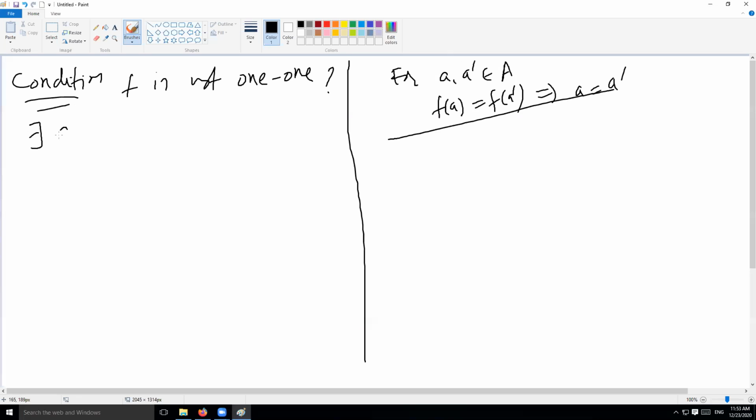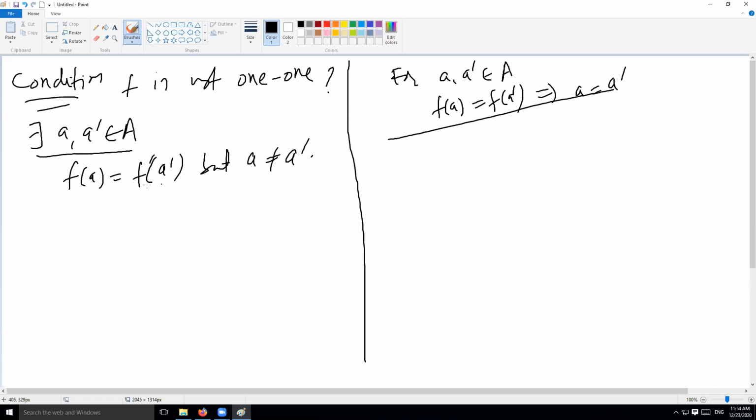So are there some a and a prime in A? Can you find some a and a prime in A such that f of a is equal to f of a prime, but a does not equal a prime? So if you can find two particular elements from A whose images are the same, but whose inputs are not the same, your given function is not 1, 1. It may be a function, but not necessarily 1, 1.